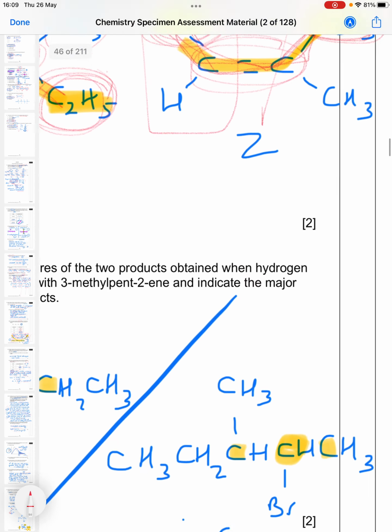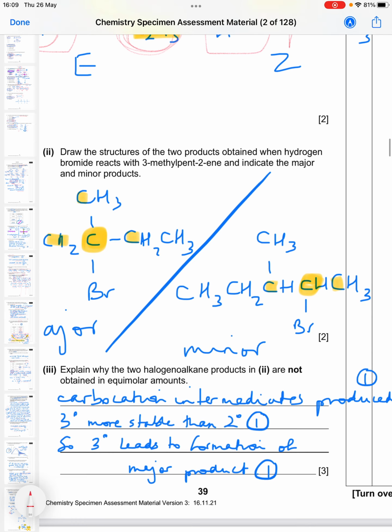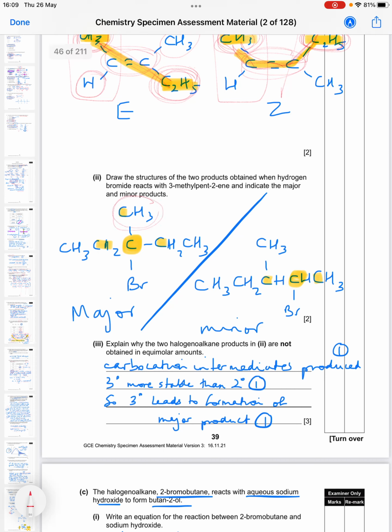So when we draw out the products, we see that in one of them we have the methyl group and the bromine attached to the same carbon, and in the other the methyl group and the bromine are on adjacent carbons. So this is the major product and this is the minor product, because if we look at this, there are 3 carbons joined to that carbon with the bromine on it, so that is a tertiary carbocation, and in this case there are 2 carbons attached to the one with the bromine on it, so that makes it secondary.